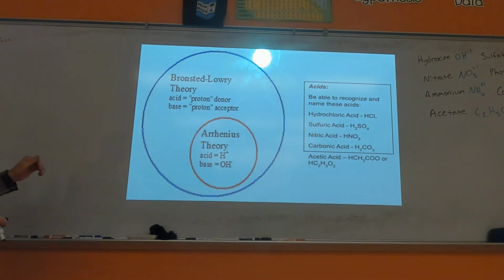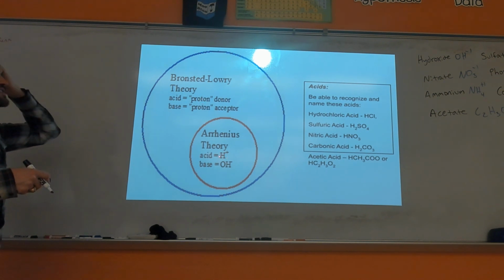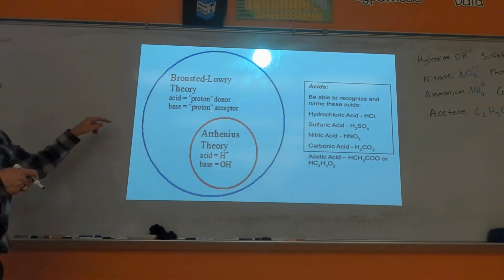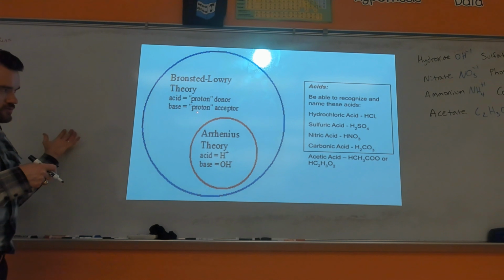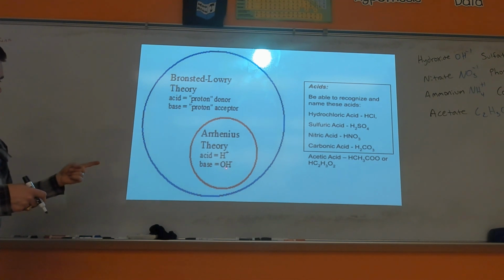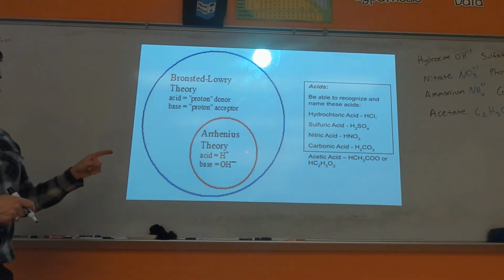So a Bronsted-Lowry acid is a proton donor. A proton is a more general term than specifically an H+. There are more protons that can exist in the world than just an H+. In a similar way, there are more things that can accept protons. There are many anions that can accept protons. OH minus is just one among many. So that's why Arrhenius is more specific.